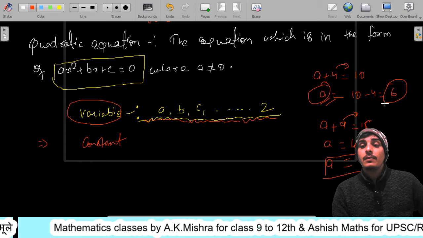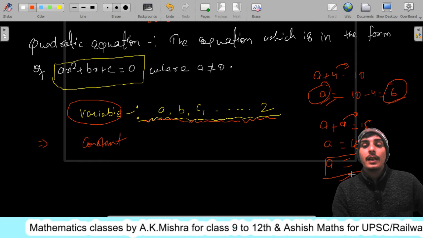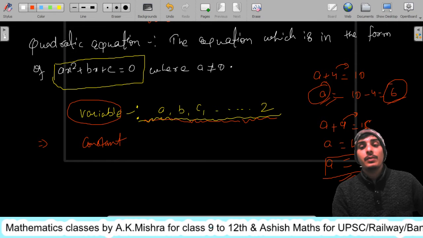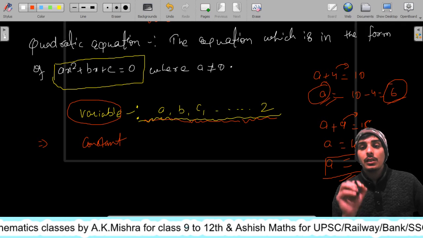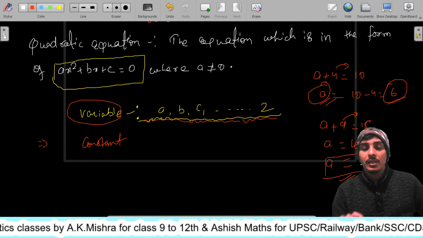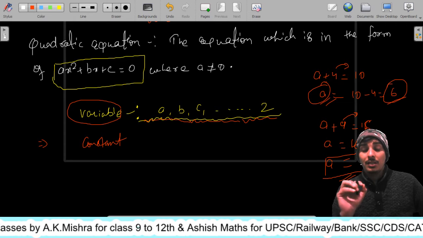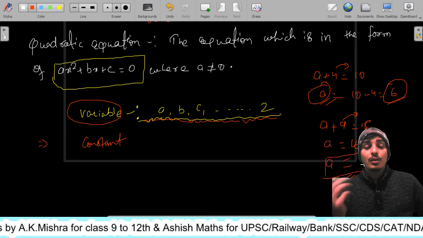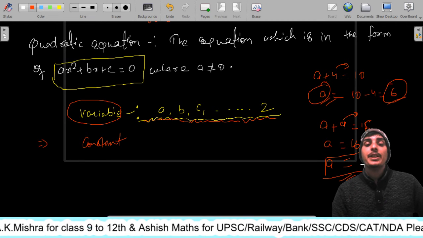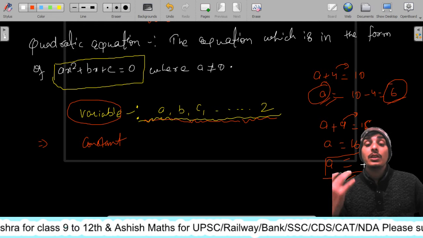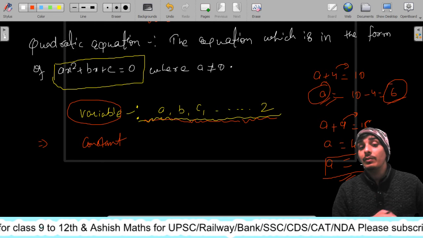In this case you will get the value of 6, and in this case you will get the value of 7. So you can say that the value of all these alphabets is not fixed. Its value depends on the cases. All these alphabets represent the variables, right?